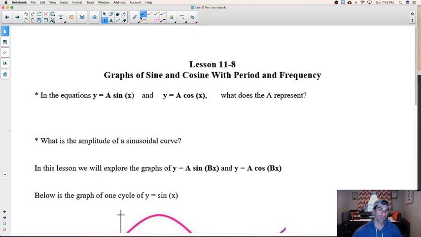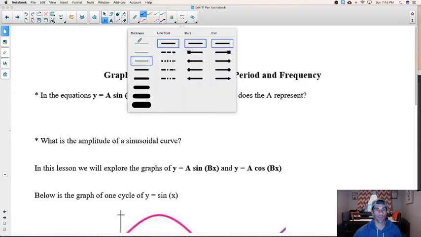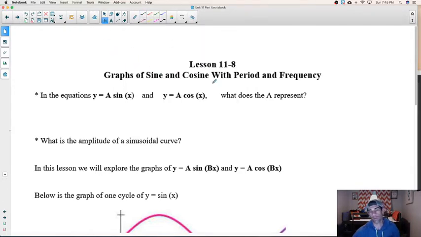So we're going to go over some stuff here with graphing sine and cosine functions with period and frequency. We're not going to be using the calculator today, which you'll figure out why. You might be mad, but in the end you'll see the reason why you're not going to have a calculator necessary. All right, so here we go.